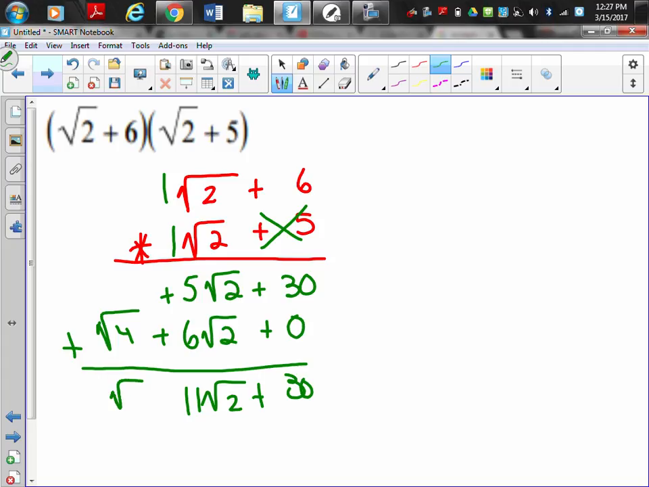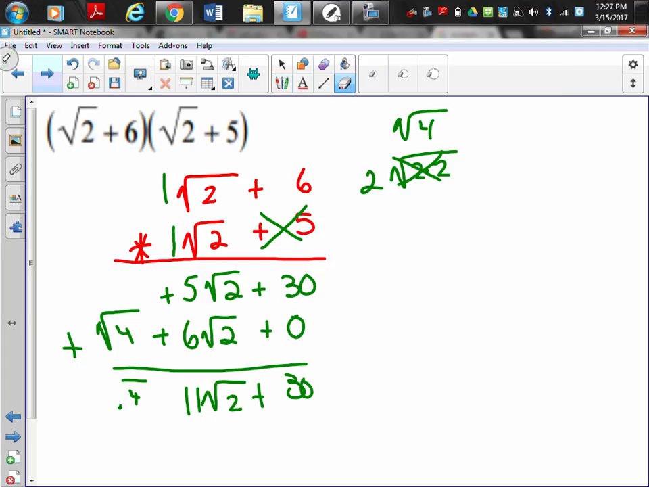So the square root of 4. Alright, 2 times 2. It's easy now. Square root of 2 times 2, I have a pair of 2's, so that comes out. So this is square root 4, so 2 plus 11 square root of 2.